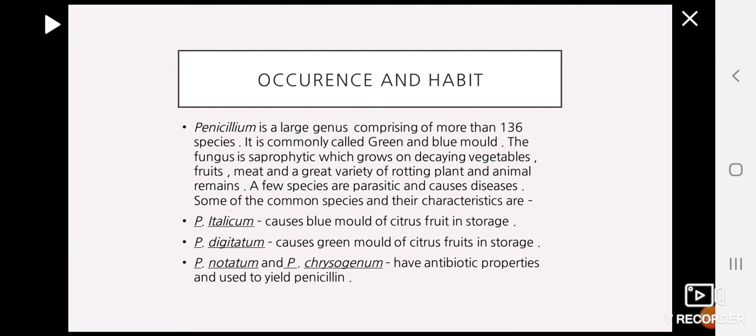There are some other species also like Penicillium expansum. It causes rotting of apple, pear, and grape fruits in storage. And Penicillium purpurogenum causes spots on printing papers and books.